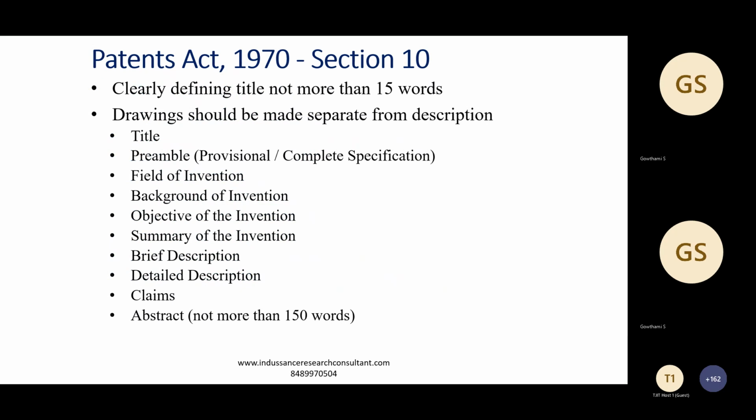So next, Patent Act 1970, Section 10. As I said, according to Section 10 of the Patent Act, the next most important requirement is clearly defining the title in not more than 15 words. Drawing should be made separate from description. This is a very important rule that we all should understand. In none of the patent documents should the drawings be attached with the description part.